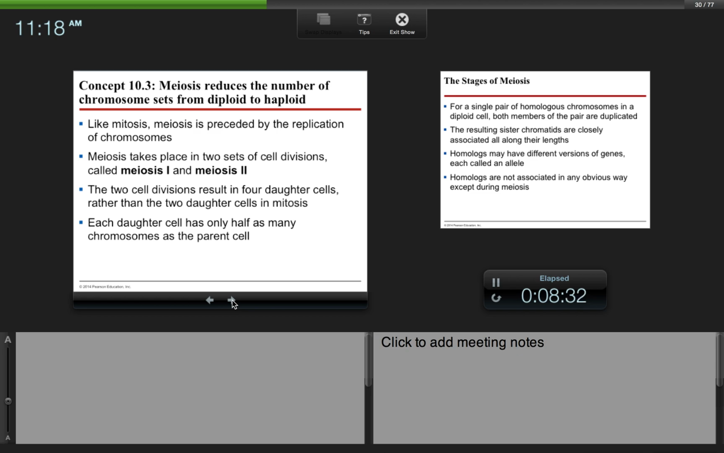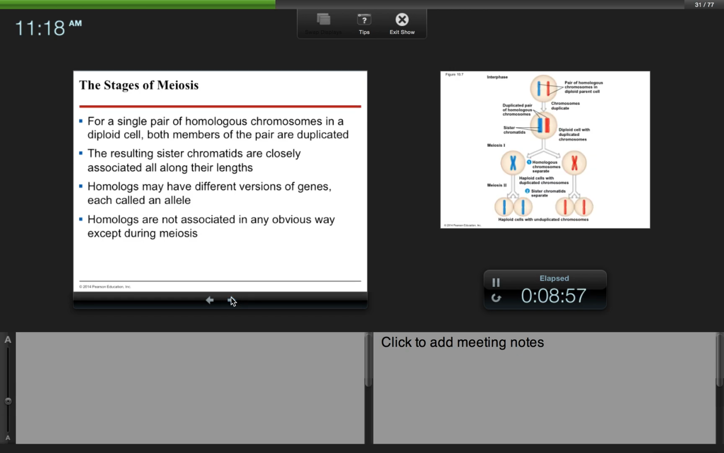Like mitosis, meiosis is preceded by the replication of chromosomes. So right before mitosis and right before meiosis, the chromosomes get replicated. Meiosis takes place in two sets of cell divisions called meiosis 1 and meiosis 2. Two cell divisions result in 4 daughter cells rather than the 2 daughter cells in mitosis. Each daughter cell has only half as many chromosomes as the parent, so it's a reduction division.